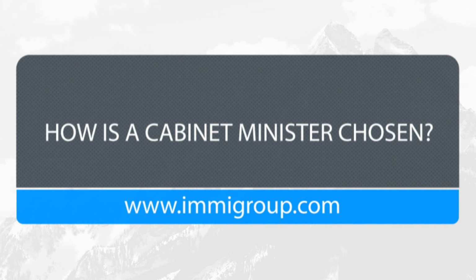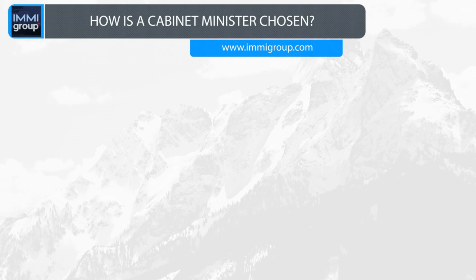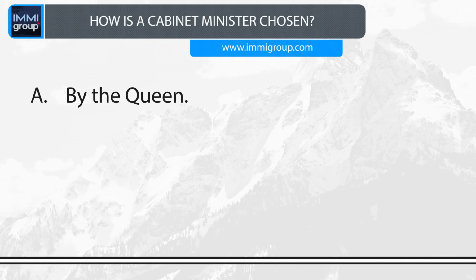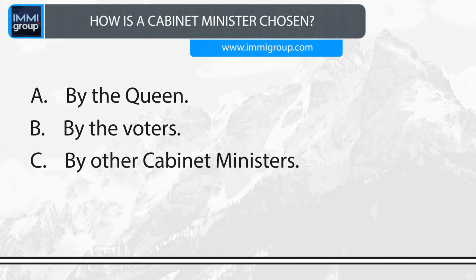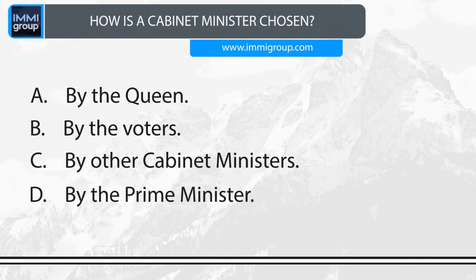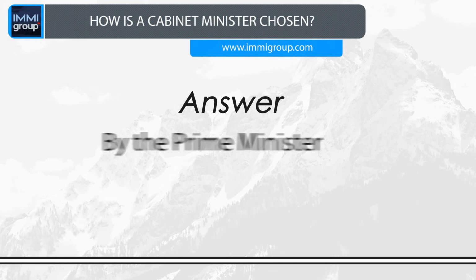How is a cabinet minister chosen? A. By the Queen. B. By the voters. C. By other cabinet ministers. D. By the Prime Minister. Answer: By the Prime Minister.